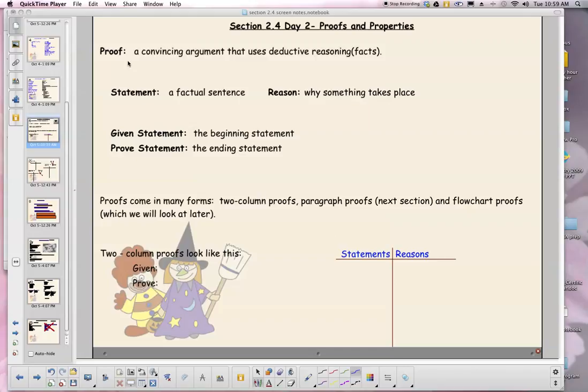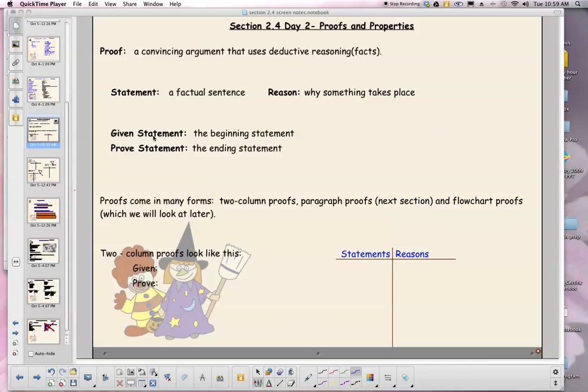So we start out with what is a proof. A proof is simply a convincing argument. We use deductive reasoning, which means we're only using facts. That's why we learned the properties and postulates and definitions that we've been learning so far. Those are the things we're going to use. Proofs are made up of statements and reasons. The statement is the actual mathematical part of it, and then the reason would be which property, postulate, or definition allows you to do what you did mathematically.